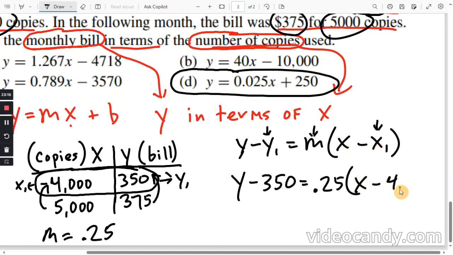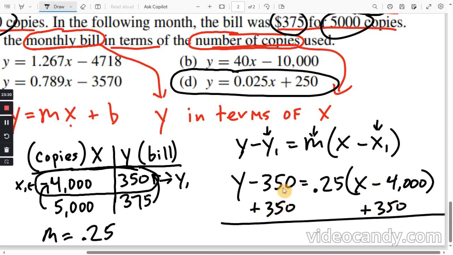All right, I'm going to add 350 to both sides. It cancels here, and y equals 0.25x, and 0.25 times negative 4,000. A fourth of negative 4,000 is going to be negative 1,000 plus 350.